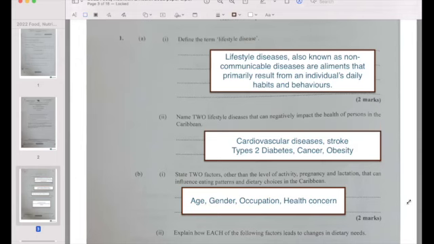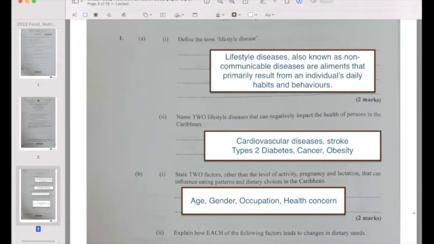So we just did the definition of lifestyle disease. So they're asking, name 2 lifestyle diseases that can negatively impact the health of a person in the Caribbean. Cardiovascular disease is one, stroke is another, type 2 diabetes, cancer, and obesity.